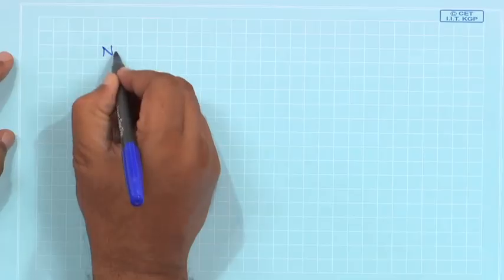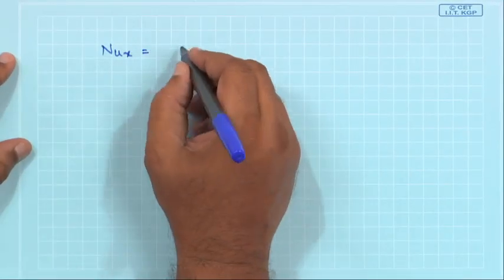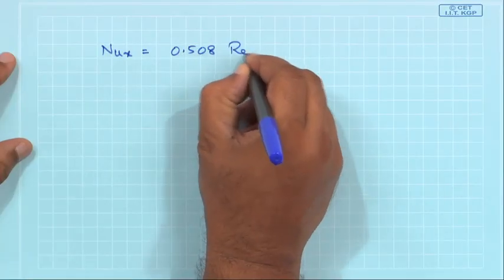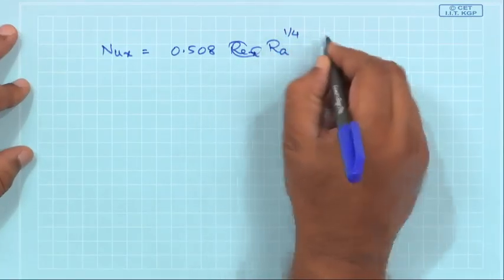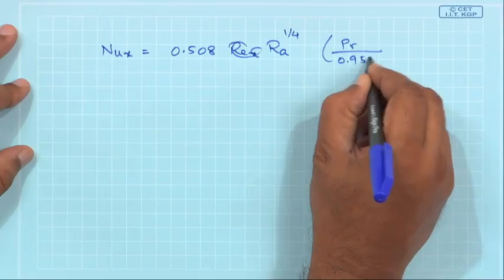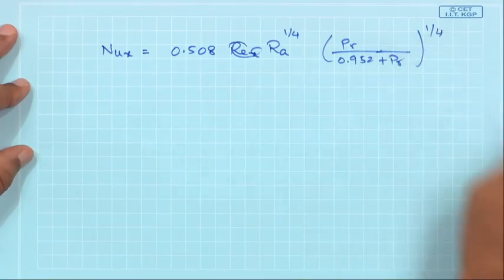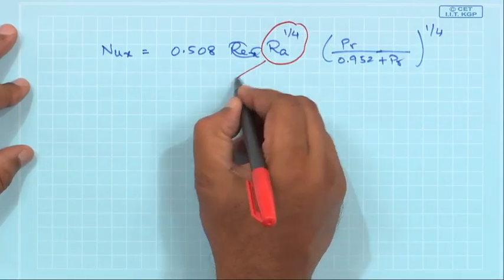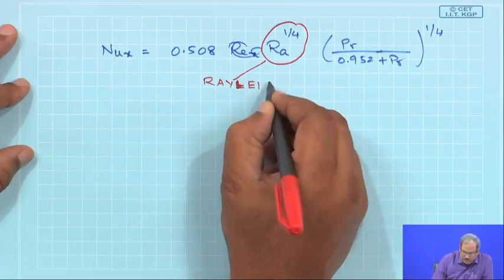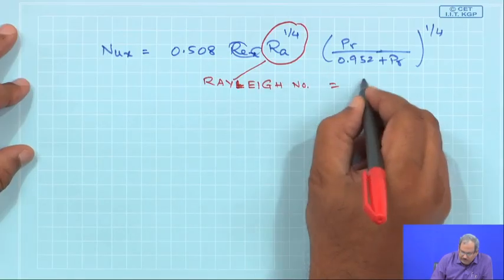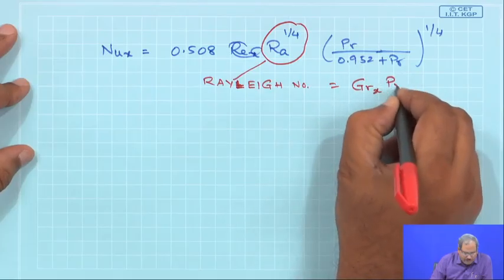I am going to give you some more examples of these relations. Some other relations for free convection are: Nusselt number at x equals 0.508 Rayleigh number to the power 1/4 times Prandtl number divided by (0.952 plus Prandtl number) to the power 1/4. This is a new number called Rayleigh number, which is simply Grashof number at x times Prandtl number.